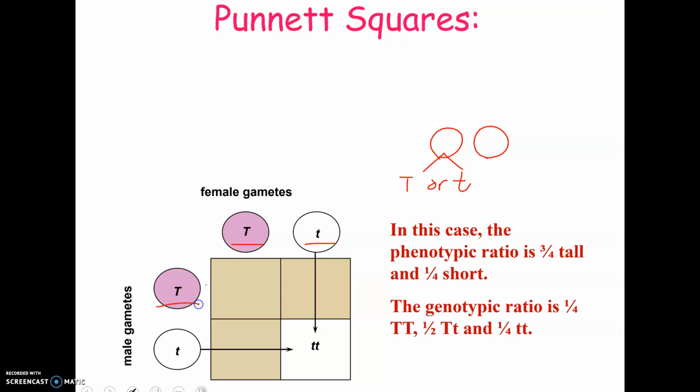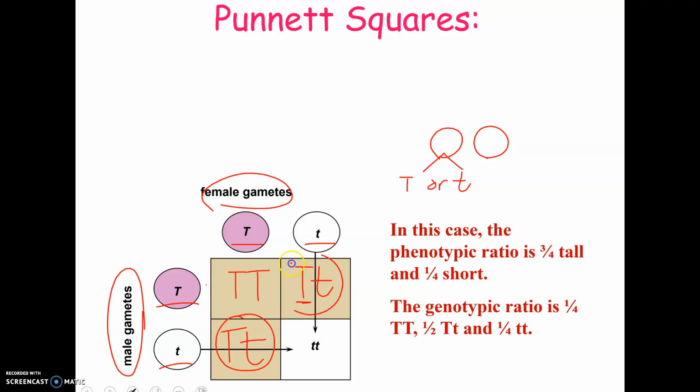The second parent could give big T or little t, so this is parent 1, parent 2, and then we fill in the boxes. Big T, big T, big T, little t, big T, little t, little t, little t. We always write the capital letter first. Notice there are two different ways you could get big T, little t. And then our outcome here, the phenotype ratio, in other words the ratio of what they'll look like, would be 3/4 tall, 1/4 short.